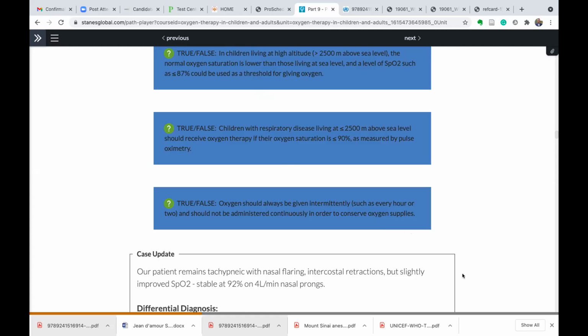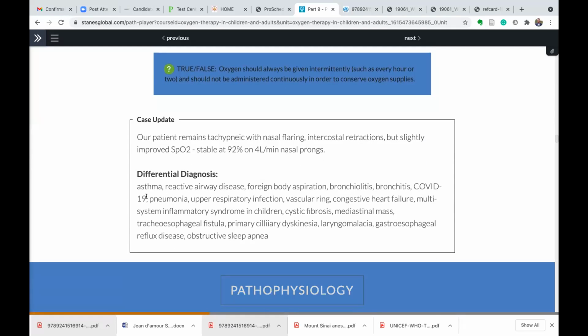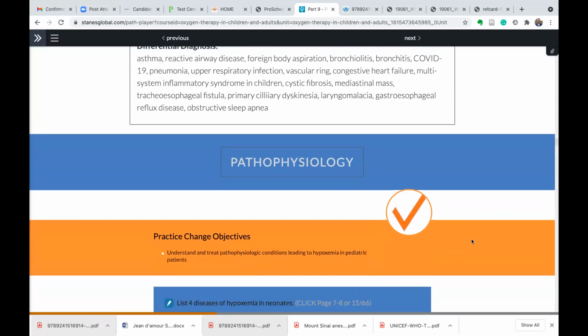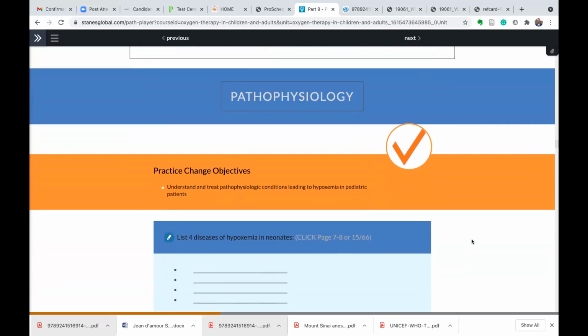So let's see the differential diagnosis. Again, they put asthma, reactive airway disease, foreign body aspiration, bronchitis, COVID-19, pneumonia, upper respiratory infection, congestive heart failure, multisystem inflammatory syndrome in children, cystic fibrosis, mediastinal mass, tracheoesophageal fistula, primary ciliary dyskinesia, laryngomalacia, gastroesophageal reflux disease. Okay. Yeah, but I think we have a good list, and thank you for that.